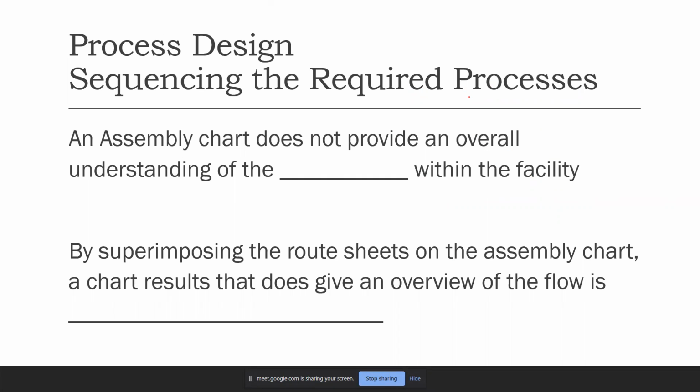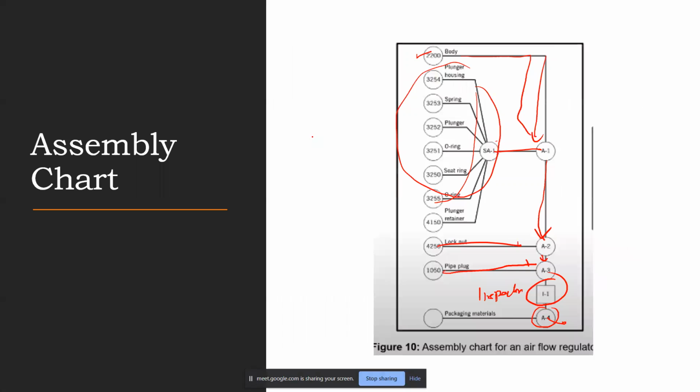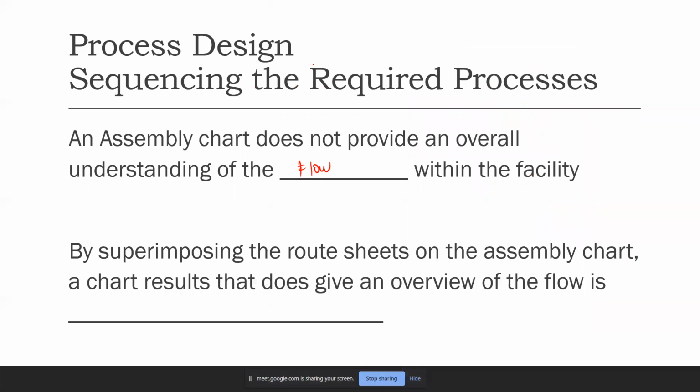Ngayon, in sequencing the required processes, the assembly chart does not provide the overall understanding of the flow. Diba? Para kasing dito, pinakita lang sa atin, paano ko i-assemble? Kaya nga po, assembly chart. Paano ko i-assemble yung mga component parts ko? Ano-ano yung mga pagsasama-samahin kong component parts? Ano yung sub-assembly nila? Paano ko idudugtong yung sub-assembly to other components or to other sub-assemblies? Okay? Pero hindi siya nagbibigay sa atin ng flow.